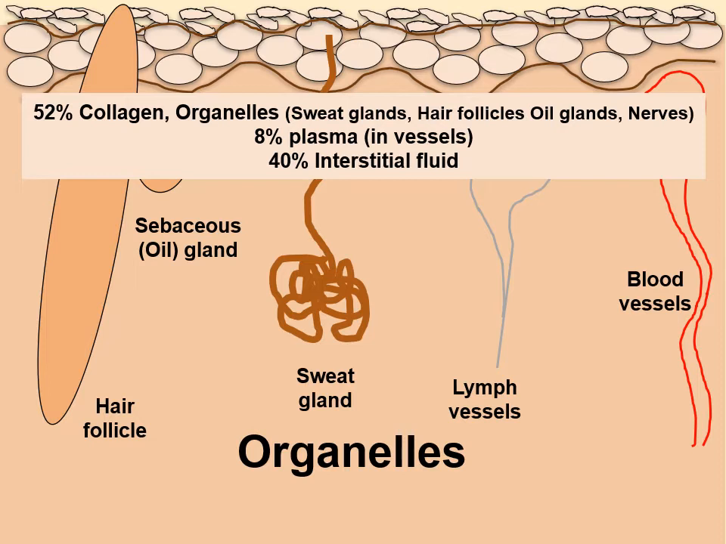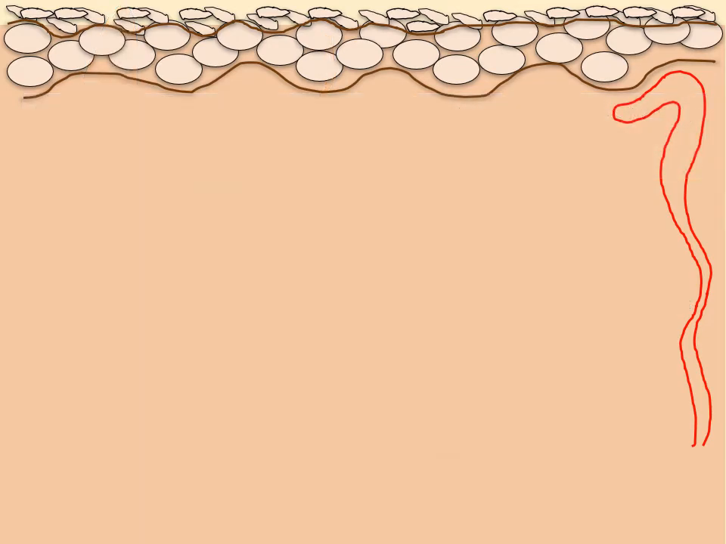8% of it is plasma. That's in those blood vessels. I've only drawn one here, but there's a whole bunch of them. They're really small, but there's enough of them that you have a significant amount of blood plasma. And then 40% interstitial fluid. So a lot of the space is interstitial fluid, much more than any other parts of the skin. Okay, we're going to leave that up.